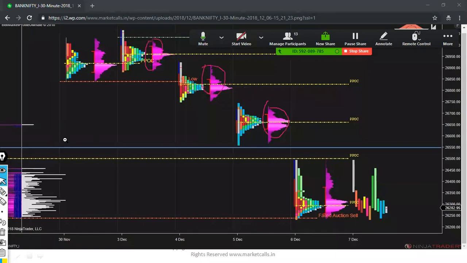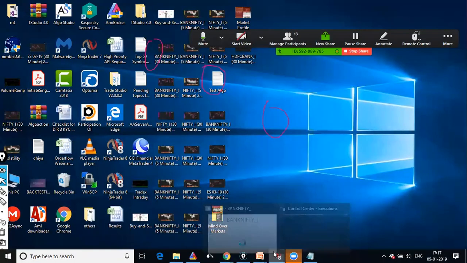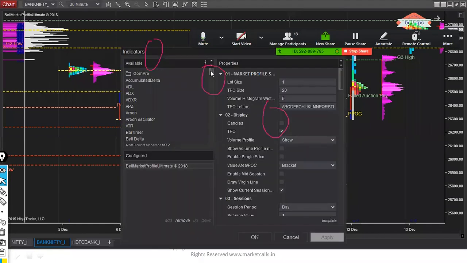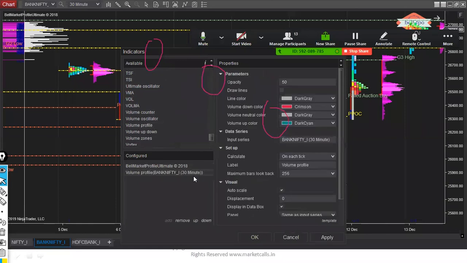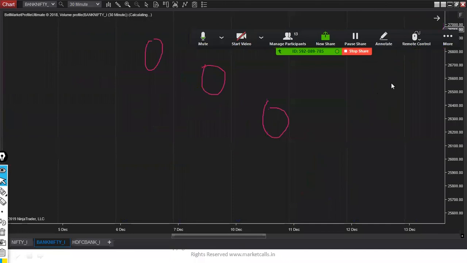What you mean by composite profile is already available in NinjaTrader NT8. It comes free of cost. So what you have to do is open your NinjaTrader, right click, indicators, and they have something called volume profile. Just scroll down in indicators and you will find the volume profile. This comes free of cost, so it's by default included in the tool itself. It plots the volume profile on the left hand side or on the right hand side.